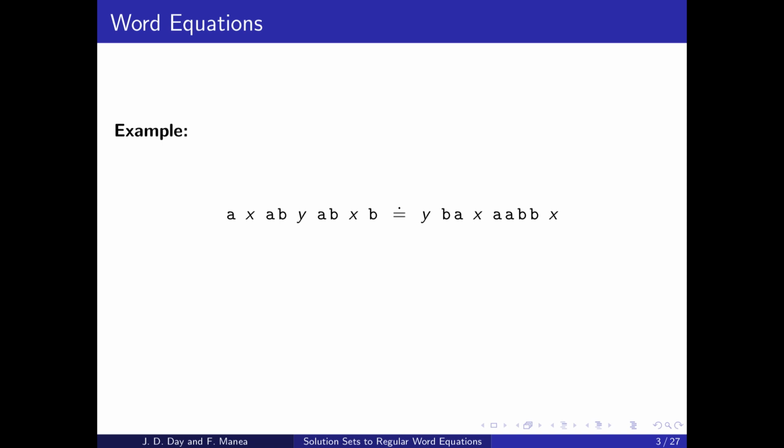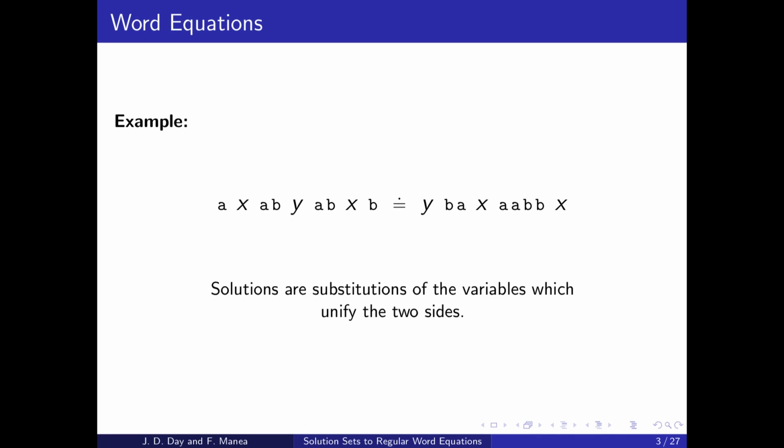A word equation is an equation where the two terms on either side are words consisting of terminal symbols and variables. The terminal symbols are the fixed constant parts of the equation, and the variables are the unknowns. The idea is to substitute the variables for some words over the terminal symbols such that the two words that you get on either side of the equation become identical.